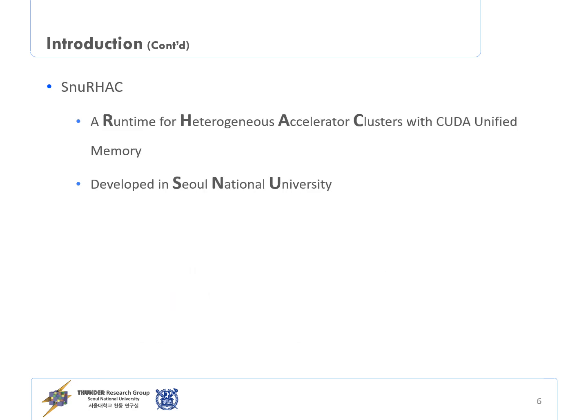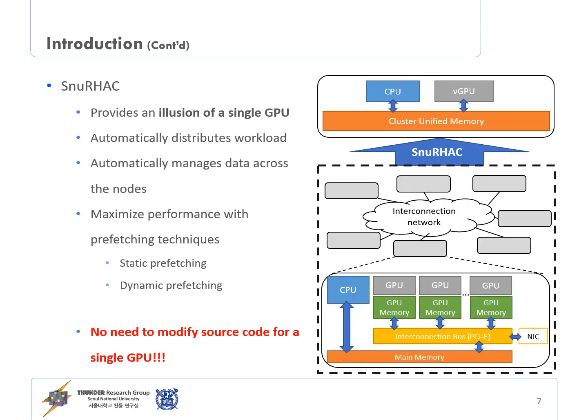To solve the problem, we propose SnuRHAC. SnuRHAC stands for a runtime for heterogeneous accelerator clusters developed in Seoul National University. SnuRHAC provides an illusion of a single GPU for the multiple GPUs in a cluster. It is based on CUDA. When a programmer writes a CUDA program for a single GPU and runs it under SnuRHAC, SnuRHAC automatically distributes workload to GPUs in a cluster and manages data across the nodes. It also exploits two prefetching techniques to maximize performance. All things are transparent to users and no source code modification is required.